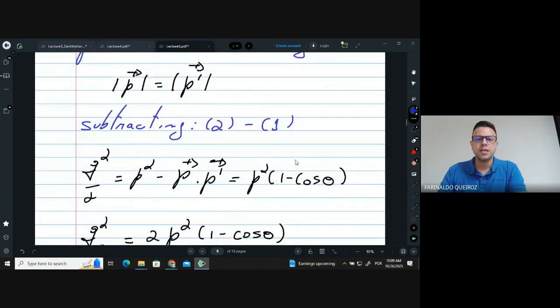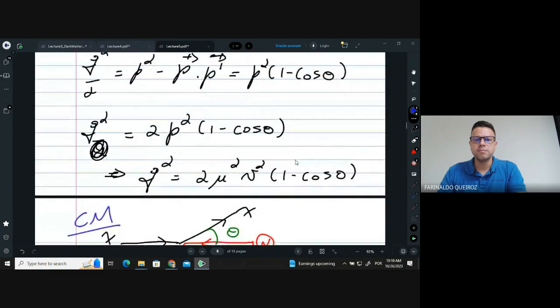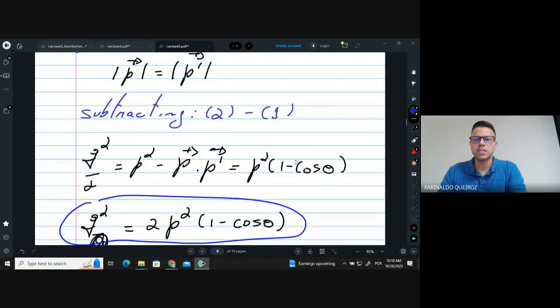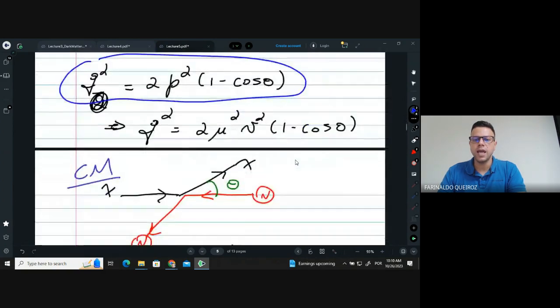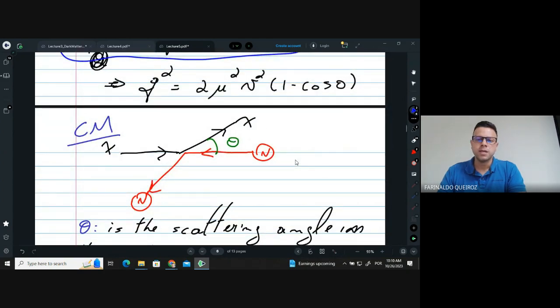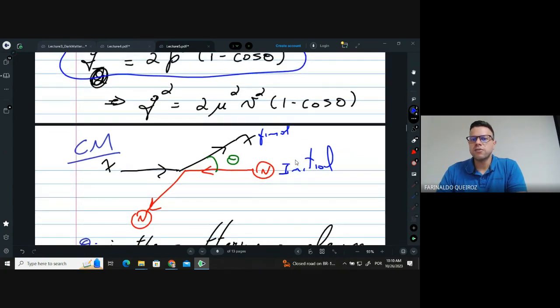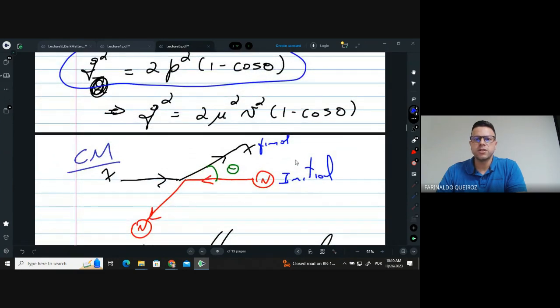I won't deduce it. You get the transferred momentum is equal to p squared times 1 minus cosine theta, theta being the scattering angle between the initial state nucleus and the final state chi. Just define it as theta. And when you work out the formula, you get that this momentum transfer, in terms of the reduced mass, is 2 m v squared times 1 minus cosine theta.